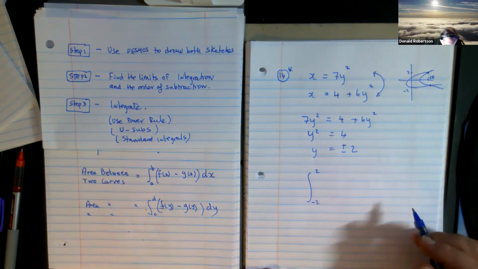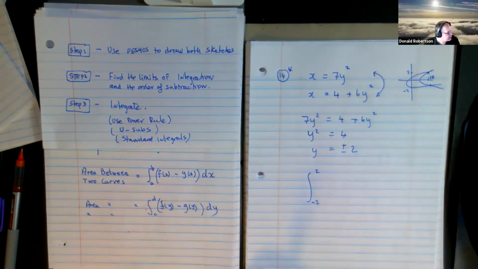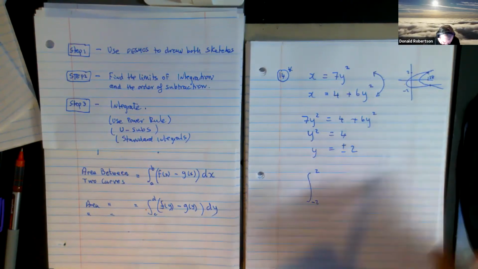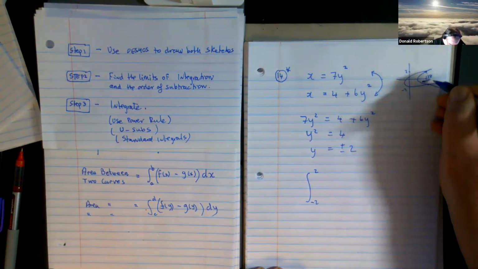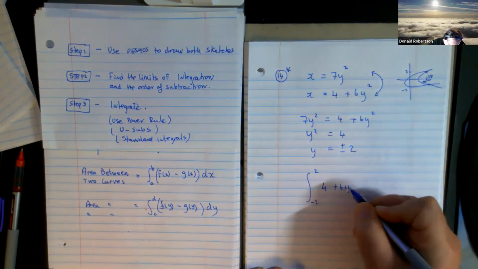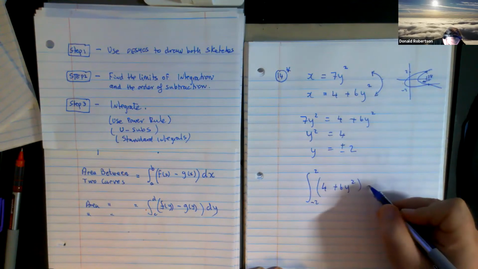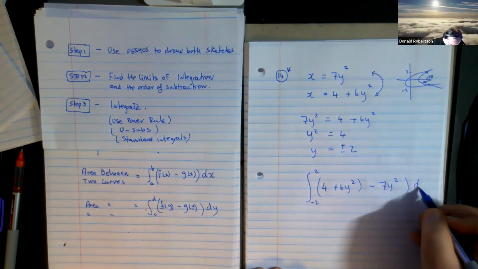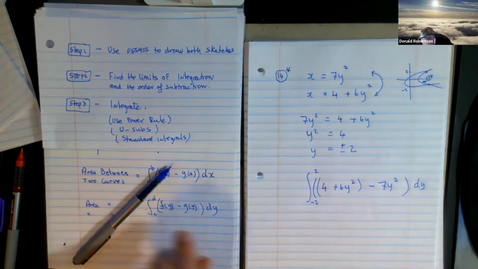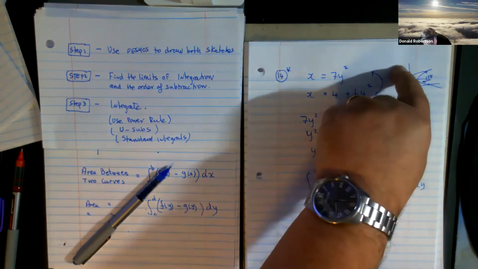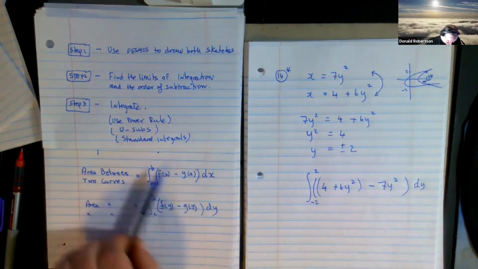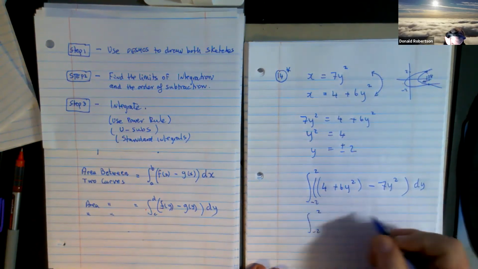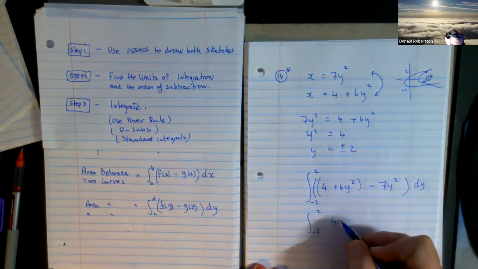So one of these guys is further to the right than the other one. And I'm not going to go back to the picture because it takes too much, but can you trust me, it's the red one, right? So the one that's furthest to the right is this one, and it's red, and the red one is 4 plus 6y squared. And the other one is that guy. So the limits of integration are -2 to 2. Furthest to the right, take away the other one. And combine these.